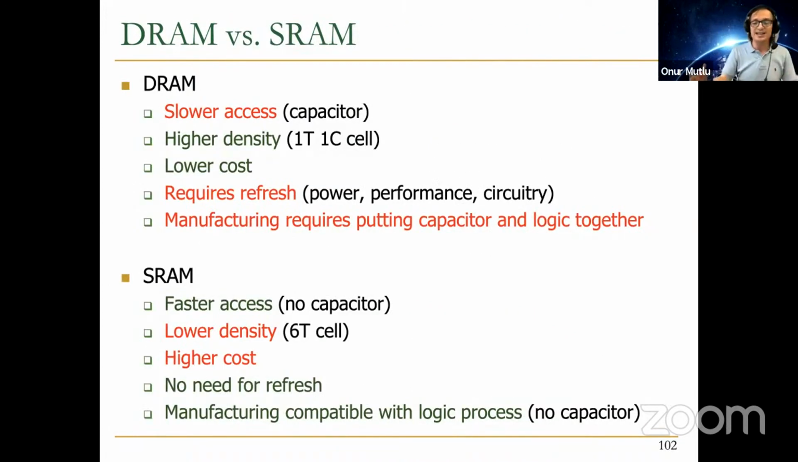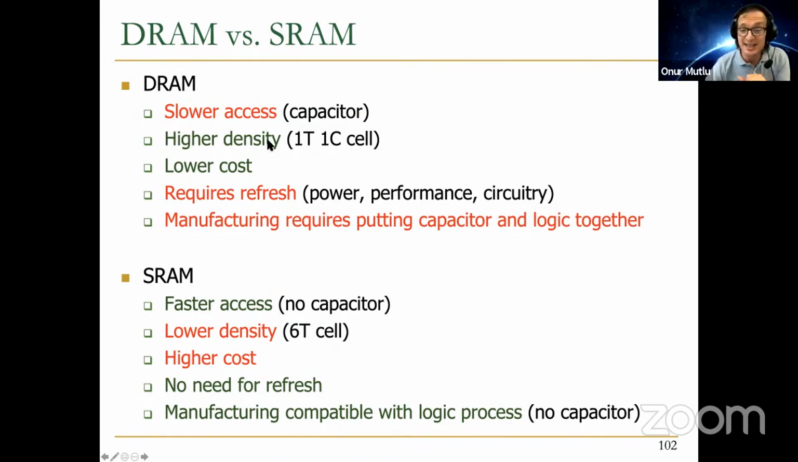Okay, now let's compare DRAM and SRAM quickly on this slide. And let's look at DRAM. The SRAM part is really the opposite of what we see over here. DRAM is slower access. SRAM is faster access. Capacitors involved. As a result, DRAM is slower. And there are multiple reasons. DRAM actually can be made faster, but not as fast as SRAM.